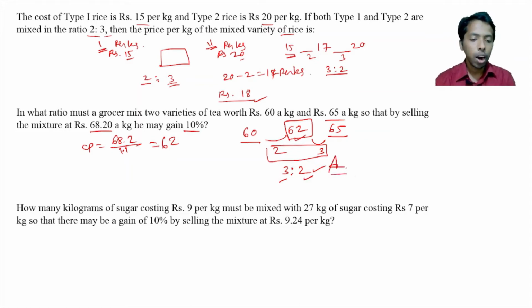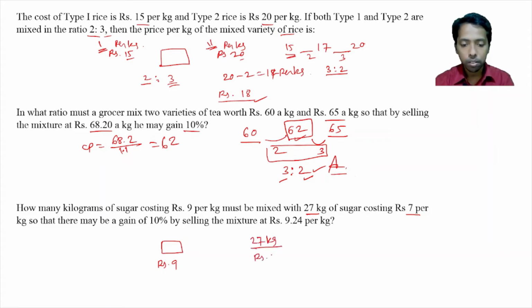Next one. How many kilograms of sugar costing rupees 9 per kg must be mixed with 20 kg of sugar costing 7 rupees per kg? Okay, so for the first one, the weight is not given, but the rupees per kg is 9. For the second one, 27 kg, yes, and rupees 7 per kg, it's given. Now it's saying there may be a gain of 10% by selling the mixture at 9.24. 9.24 is the 11% value. So what is the 10% value? That means the final cost price, that is 8.4, right? So this is 8.4.